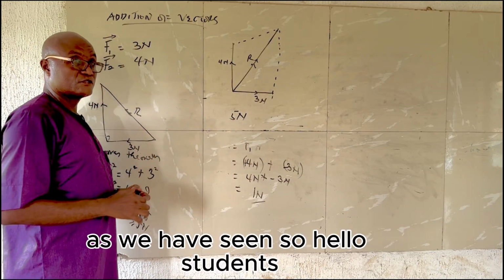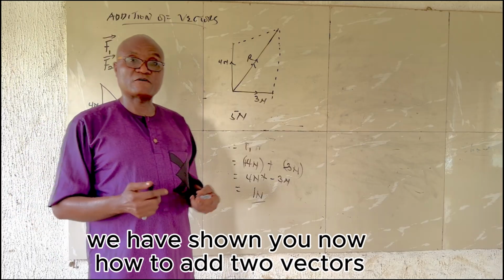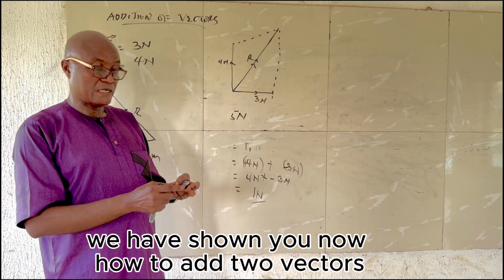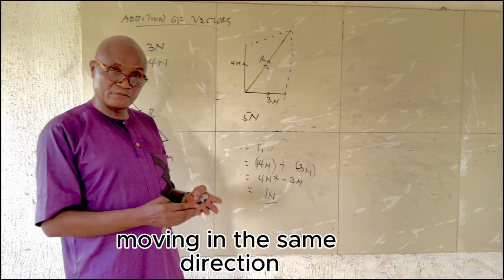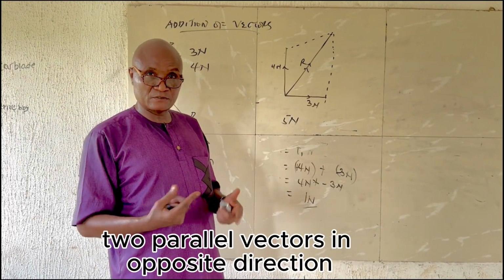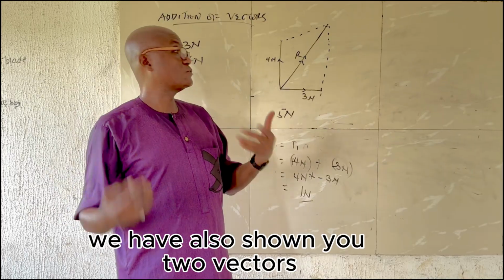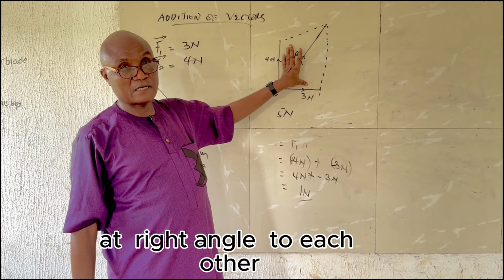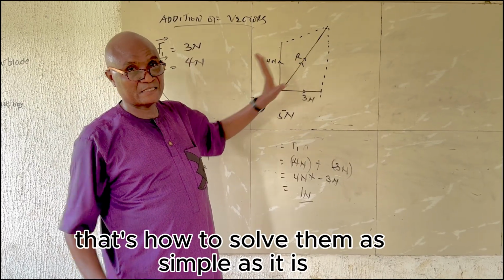So, hello students, we have shown you now how to have two vectors moving in the same direction, two parallel vectors. We have shown you two parallel vectors in opposite direction. We have also shown you two vectors at right angle to each other. That's how to solve them.